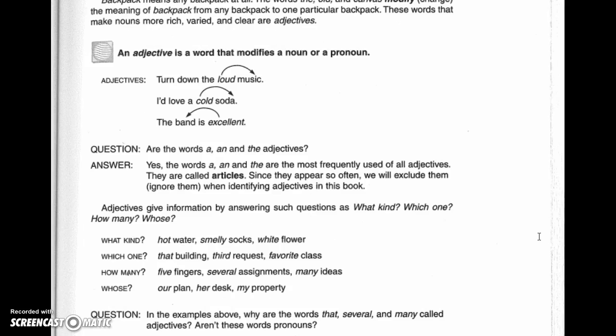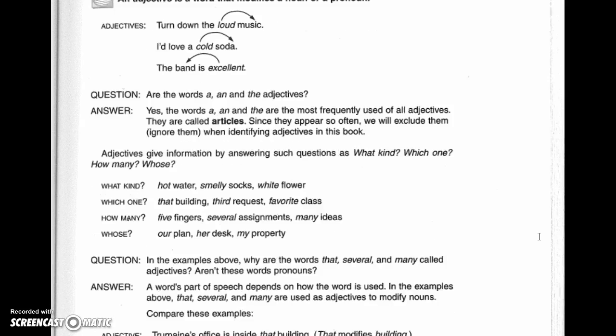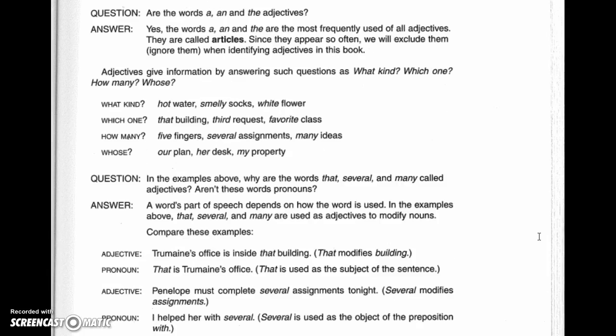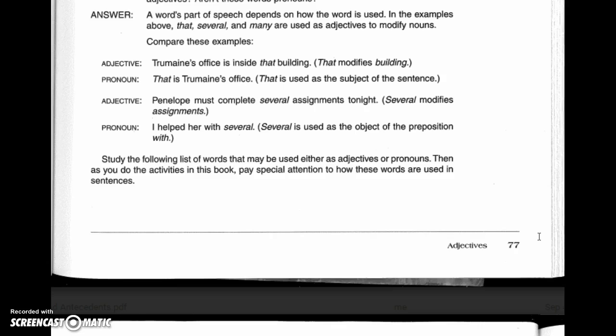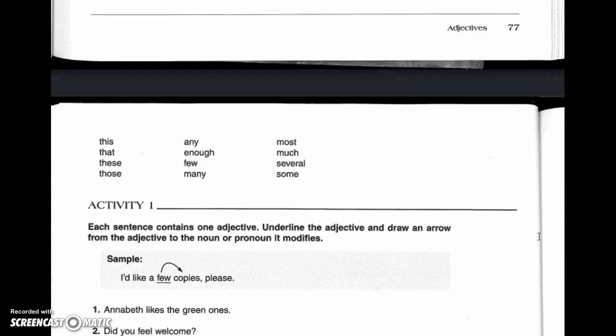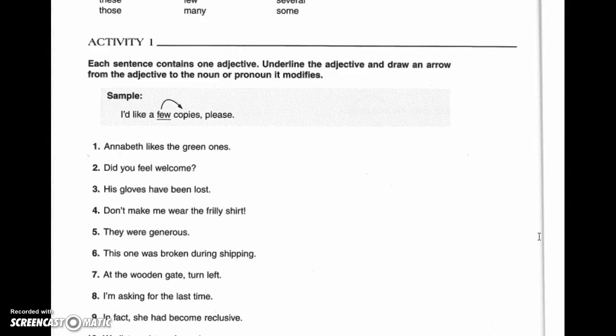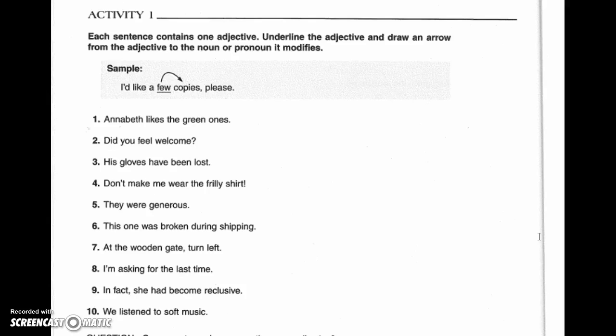pronoun. And as you know, they always start very easy. So if you want to pause your screen just for refreshers, as you see these examples in the frame above, go right ahead. I'm going to start in on activity 1, which asks you to find the adjective and then underline the adjective and draw an arrow from the adjective to the noun it modifies. So you just need to write those two words and link them with an arrow, as you see in the example above.